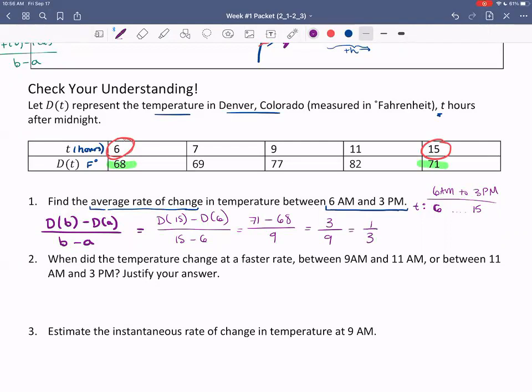But we don't just have a number 1/3, we have some units on this number. So our numerator was change in temp. Our denominator was change in time. And our change in temp was degrees Fahrenheit, time was hours. So the units on 1/3 would be degrees F per hour, or degrees per hour.